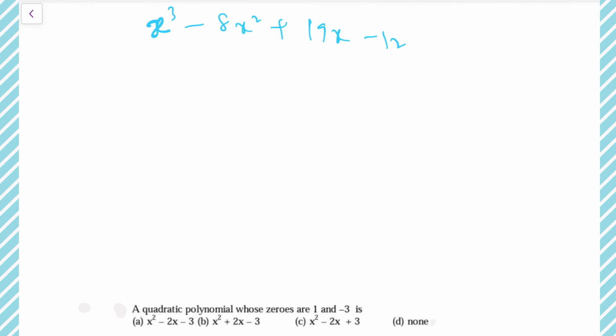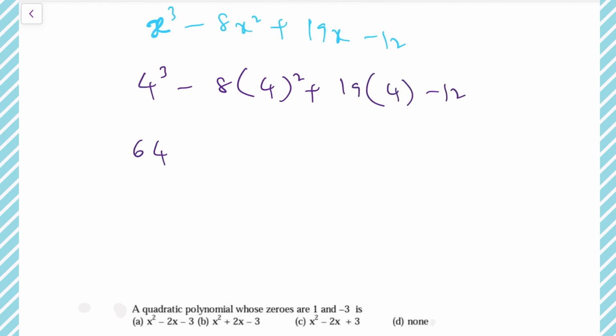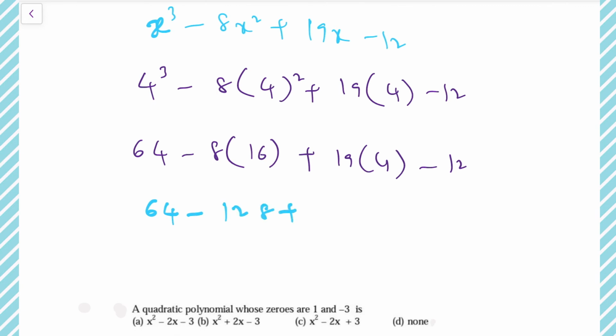That will be 4 cube minus 8 into 4 square plus 19 into 4 minus 12. 4 cube is 64, minus 8 into 4 square 16, plus 19 into 4 as usual, minus 12. Next, 64 as it is, minus 8 into 16 is 128, plus 19 4s are 76, minus 12. Let us add positives, then after add negatives.